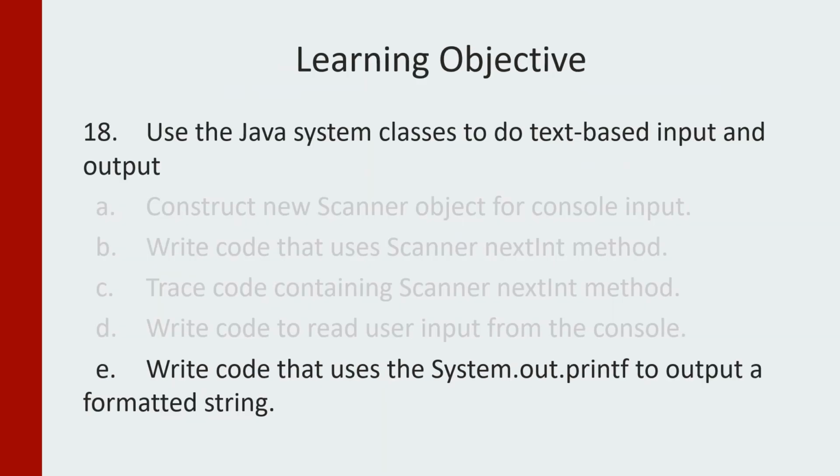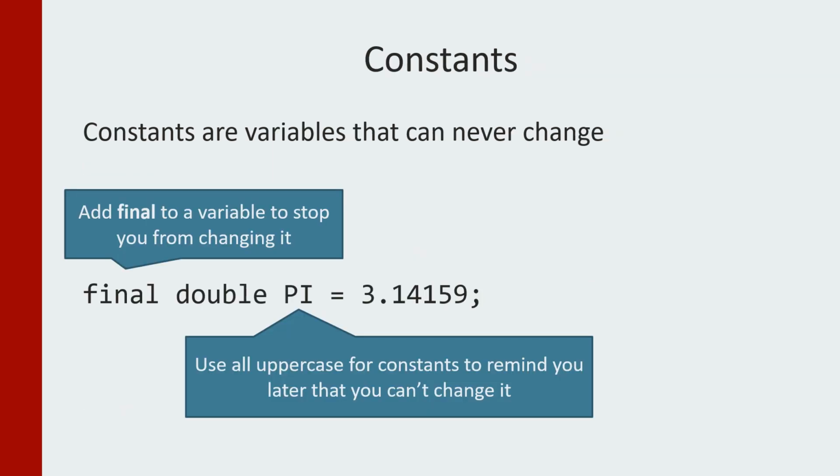Learning objective 18 says, use the Java system classes to do text-based input and output. And it might be the case when you output the string that you have a certain kind of formatting that you want it to follow. So 18e says, write code that uses System.out.printf to output a formatted string.